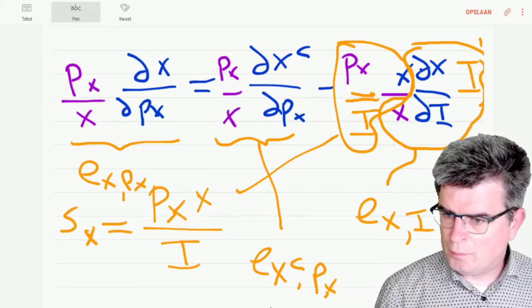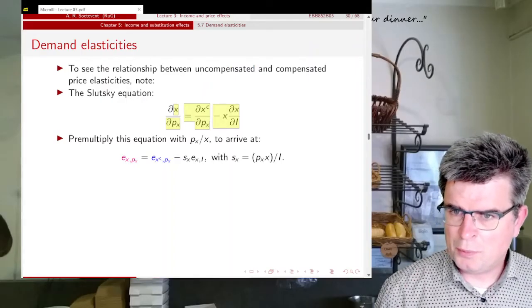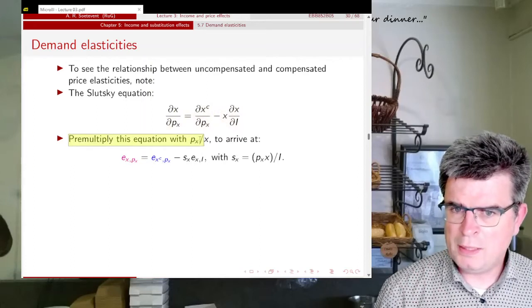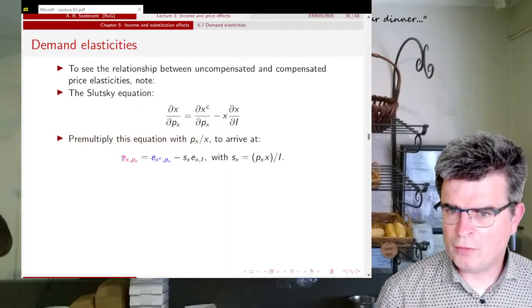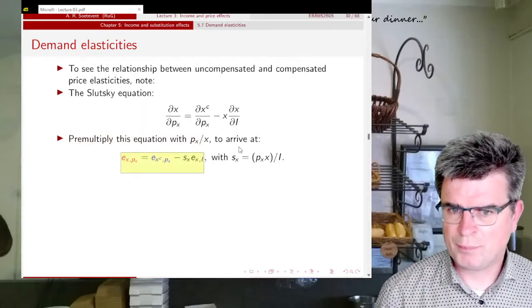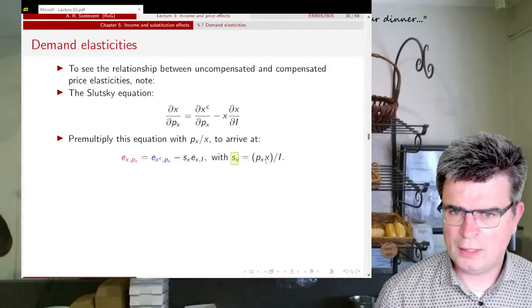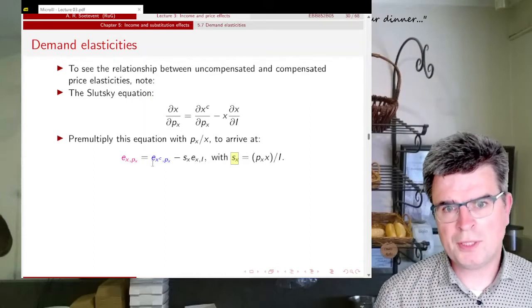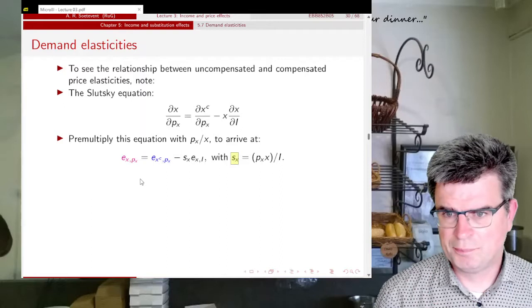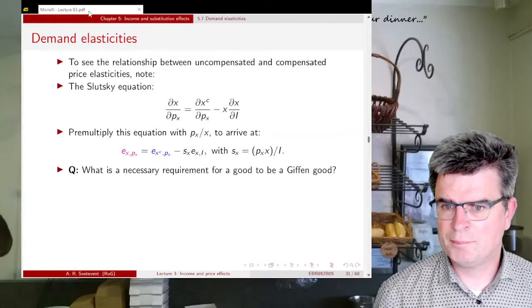Okay, so now we can return to the slides. So this is what we actually did. We pre-multiplied the equation with px over x. And then the second term on the right hand side we multiplied and divided by I in order to arrive at this expression over here, where Sx is the income or the expenditure share on good X. And now we have a relation between the uncompensated and compensated price elasticities. And now we can get some insights from this.